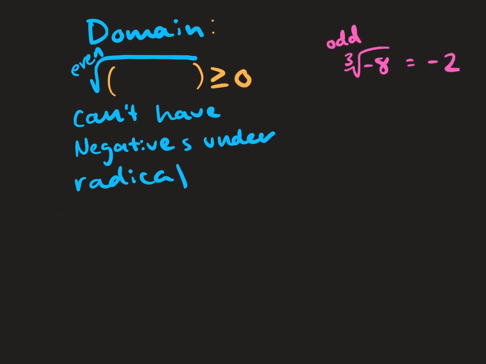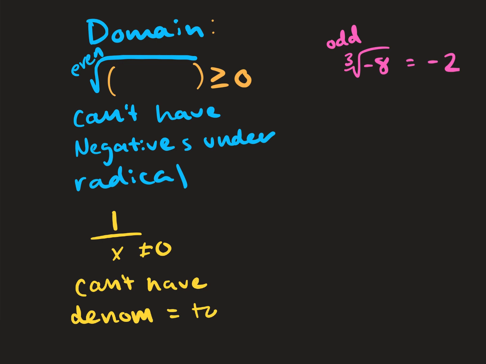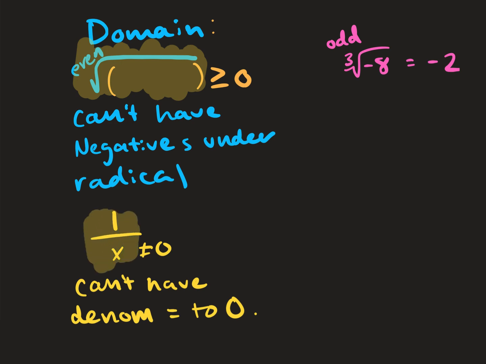And then also, if we have a fraction, so if I had 1 over x, we have to check our domain here because our denominator cannot be 0. So we can't have the denominator equal to 0. So these are two restrictions that we always have to check for when we're finding the domain, if we have a radical or if we have a fraction. Anything other than that, our domain's going to be all real numbers.